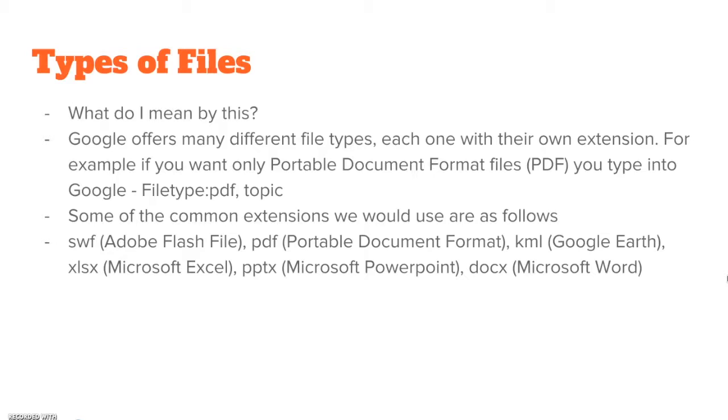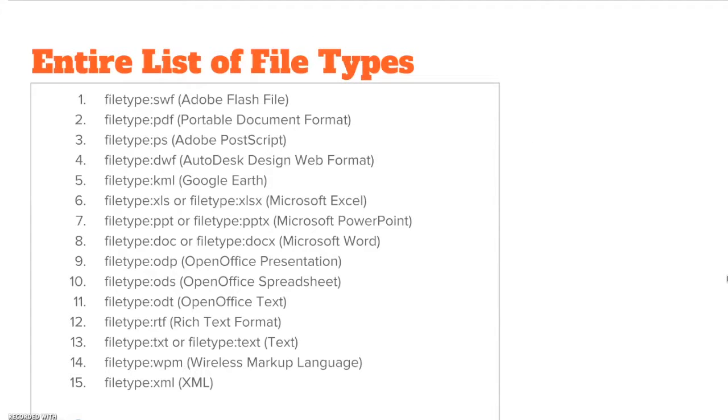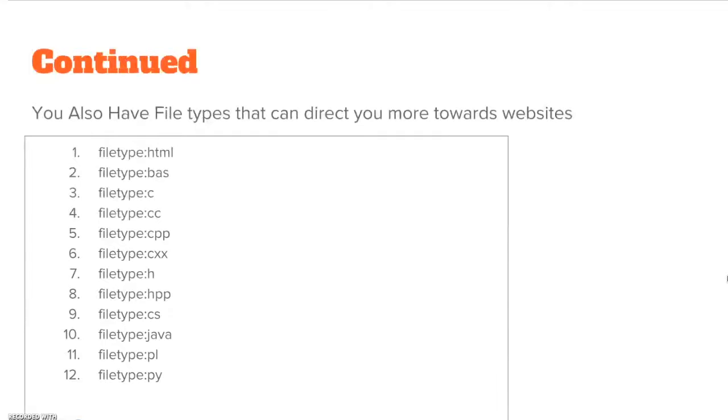file, PDF, KML for Google Earth, XLSX for Microsoft Excel, PPTX for Microsoft PowerPoint, and DOCX for Microsoft Word. Here you can see a full list of all the files, and like I said, the common ones are Excel, PowerPoint, Word, Adobe Flash file. On the next slide, there's a list of even more files that are more directed towards websites, and again, some of the common ones are HTML and Java.